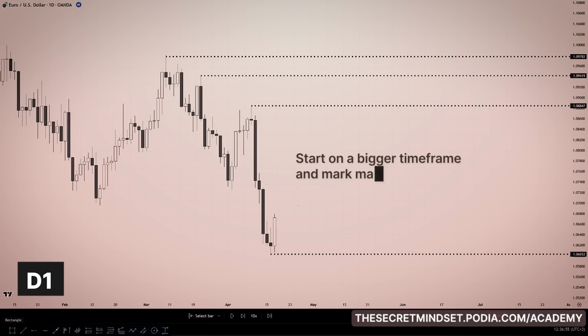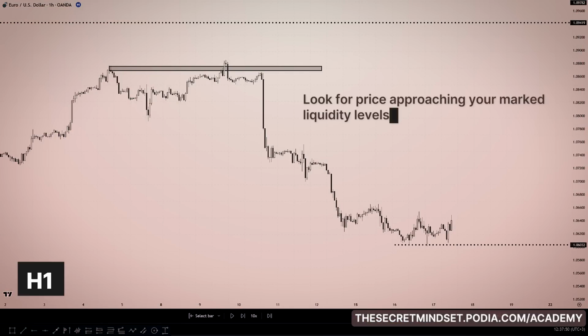Start on a bigger time frame, like the daily chart. Mark major liquidity levels. Move down to a smaller time frame, like the 1-hour chart. Look for price approaching your marked liquidity levels. As price gets close to a liquidity level, switch to an even smaller time frame, like the 15-minute chart.